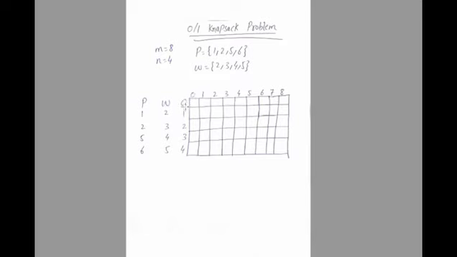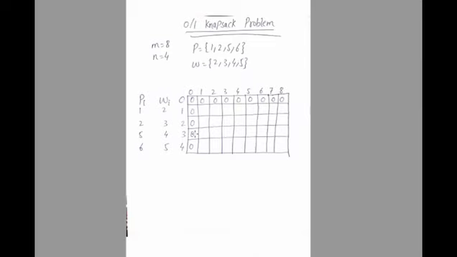The first object, the weight is 2, the profit is 1. Second object, the weight is 3, profit is 2. Third object, the weight is 4 and profit is 5. Fourth object, the weight is 5 and the profit is 6. As we have nothing in the bag, and we have taken the initial weight as 0 and the initial object 0, we will write this row and this column as 0, as initially we have nothing in the bag.